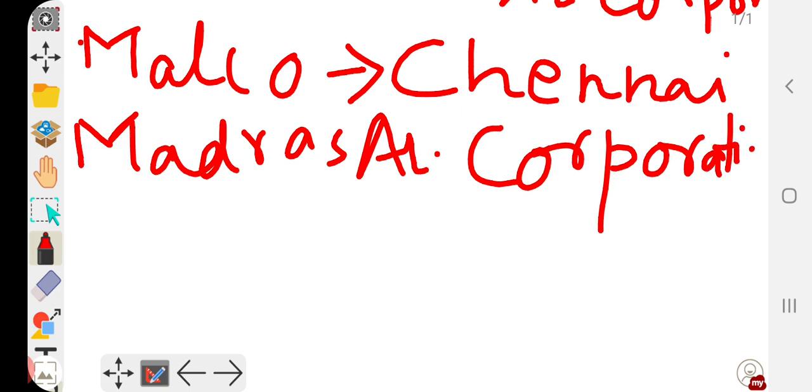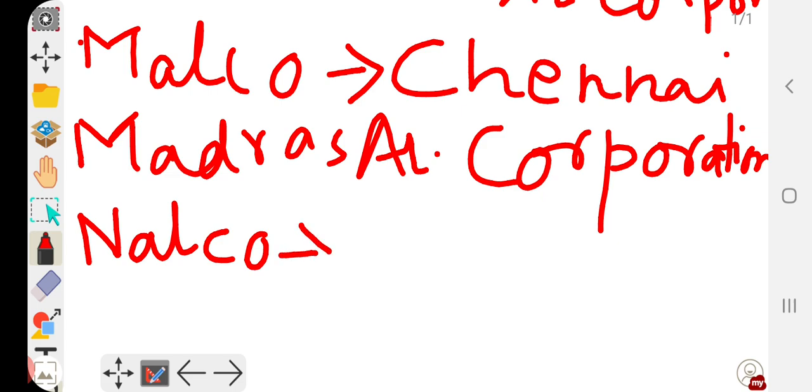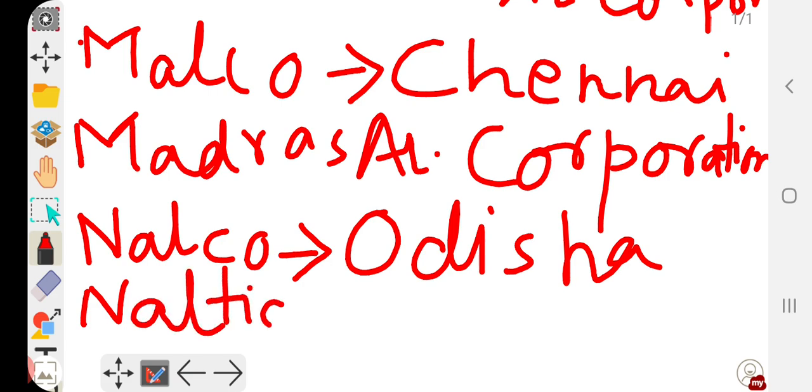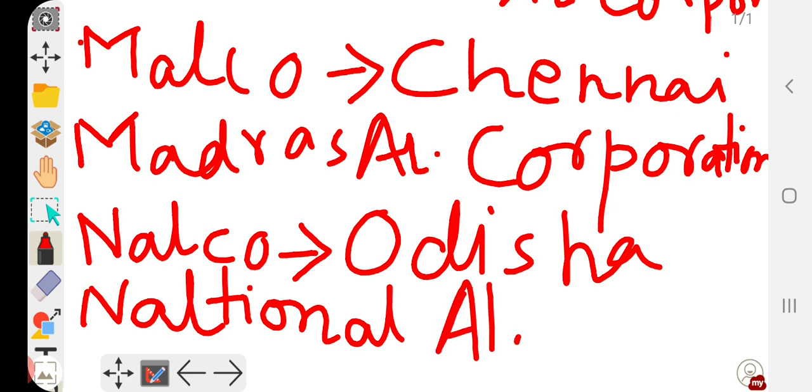Next is Nalco. Very rhyming terms like name. It is situated in Odisha. Very important one. And the picture of the Nalco aluminium smelting plant is there in the NCERT also. Now the full form is National Aluminium Company.